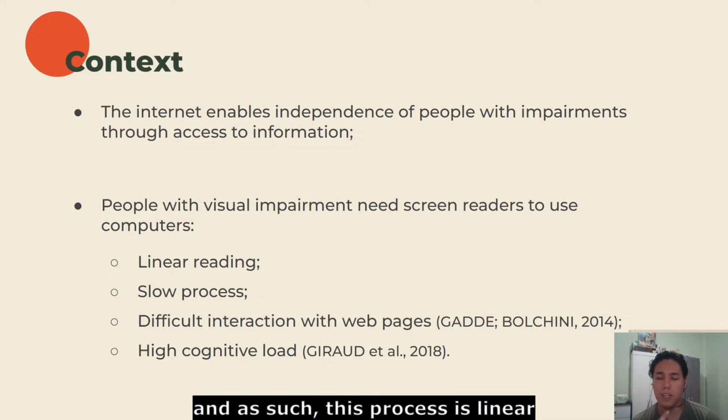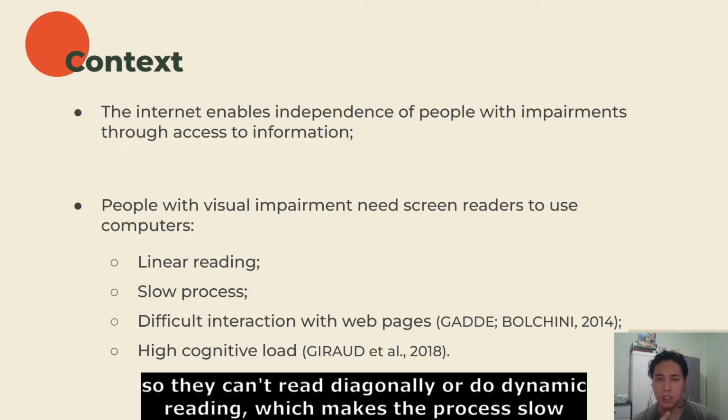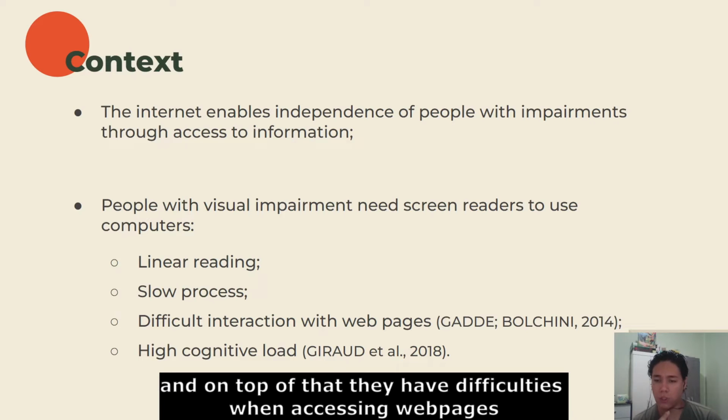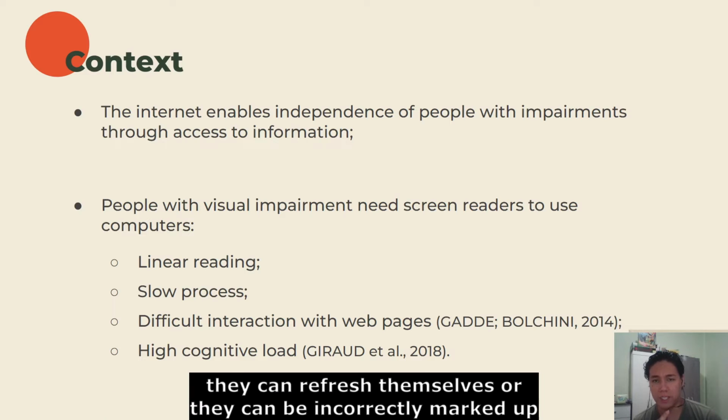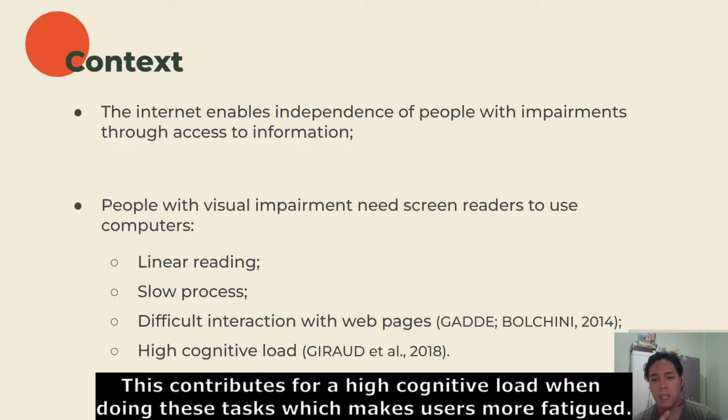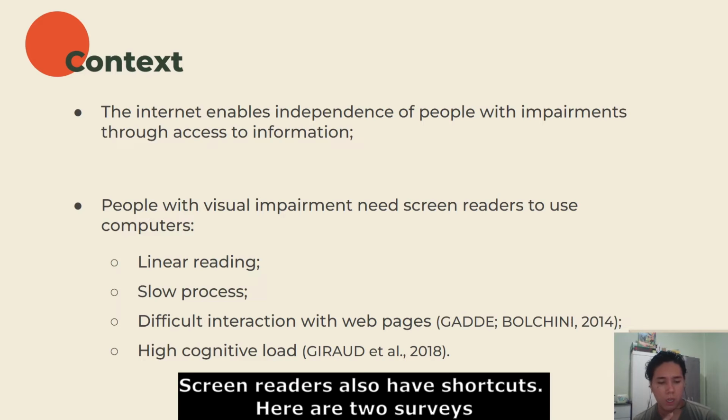And as such, this process is linear, so they can't read diagonally or do the dynamic reading, which makes the process slow. And on top of that, they have difficulties when accessing web pages, because some web pages have dynamic content, or they can refresh themselves, or they can be incorrectly marked up. And this contributes to a high cognitive load when doing these tasks, which makes them more fatigued.